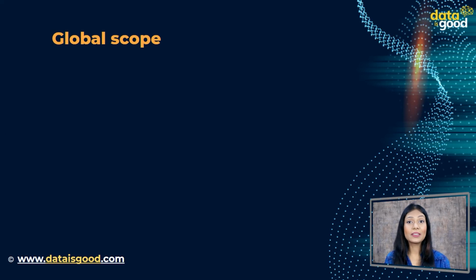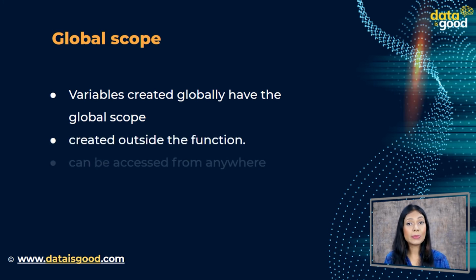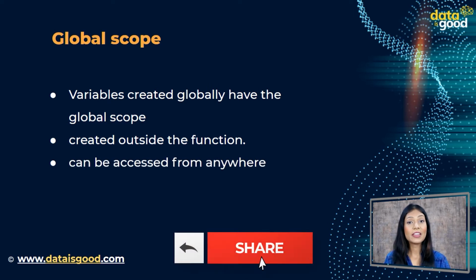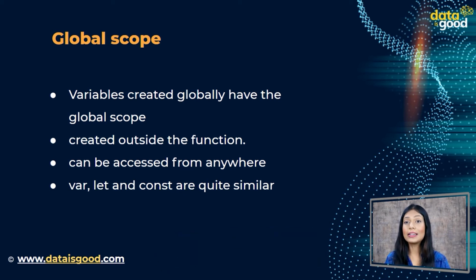The last but not the least is the global scope. Variables created globally have the global scope. They are created outside the function. Global variables can be accessed from anywhere in a JavaScript program. Variables declared with var, let, and const are quite similar when declared outside a block.